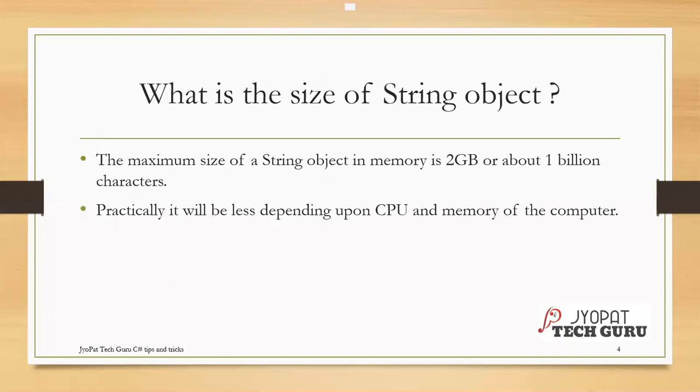So what is the size of the string object? The maximum size of a string object in memory is 2 GB or about 1 billion characters. Practically, it will be less depending upon the CPU and memory of the computer.